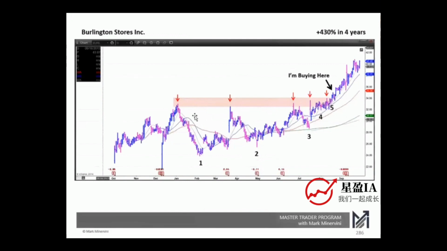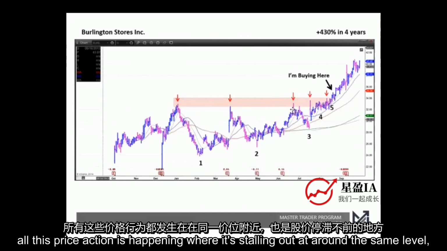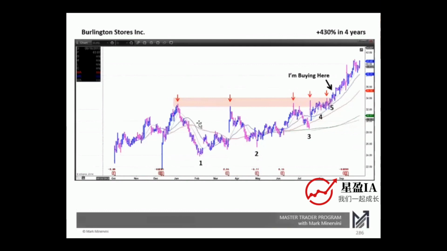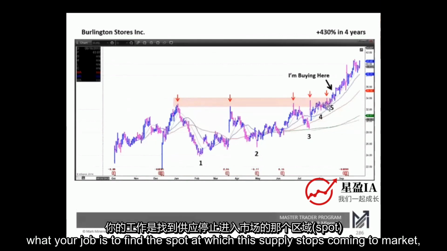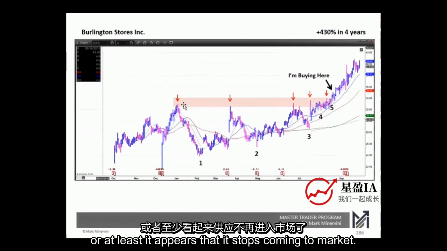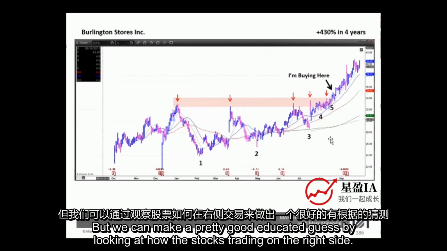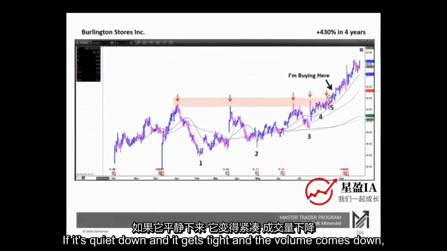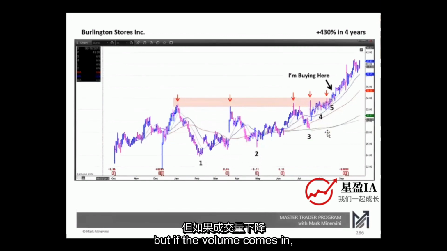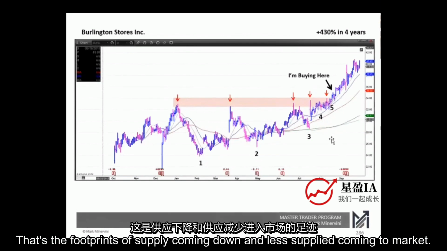What I was pointing out earlier, when Dave says to draw a line across the highs from the pivot and see where the majority of the action is. You can see right here, all this price action is happening where it's stalling out at around the same level. So your job is to find the spot at which this supply stops coming to market, or at least it appears that it stops. We don't know for sure, but we can make a pretty good educated guess by looking at how the stock's trading on the right side. If it quiets down and gets tight and the volume comes down, we don't have the volume here, but if the volume dries up, that's the footprints of less supply coming to market.